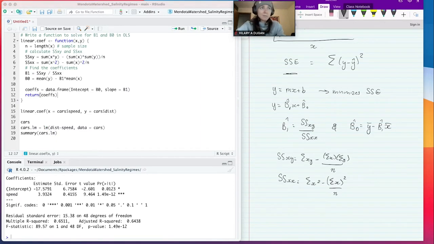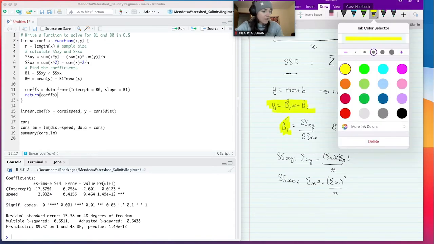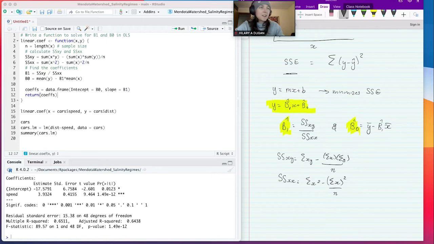This is the analytical way of solving ordinary least squares regression. And that means that we actually have equations that have been proved to solve for the two parameters in our model, B1 and B0. And we can then plug those in and get our full model equation. So that is the way that we have an analytical solution. So that means it's really fast.